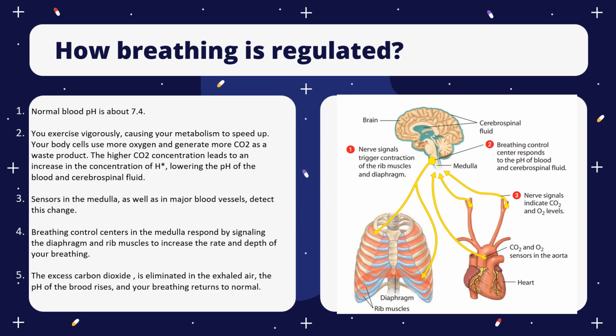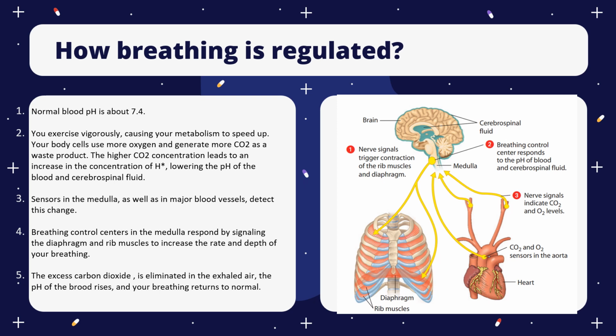Next, in this slide we're going to be talking about how breathing is regulated. As we mentioned before, the respiratory control center is the medulla oblongata. Its main function is to detect the pH of the cerebrospinal fluid and send signals to the rib muscles, or the respiratory muscles, to contract, increasing the rate and depth of ventilation.